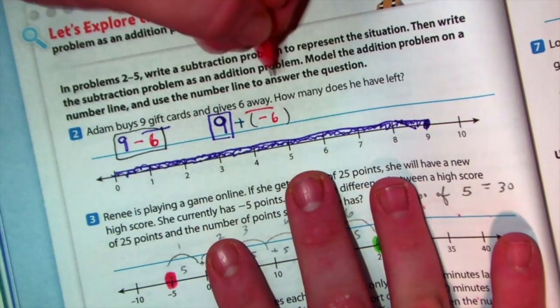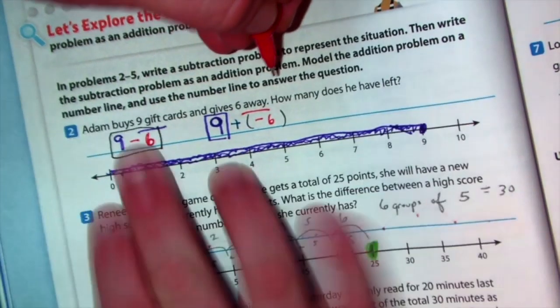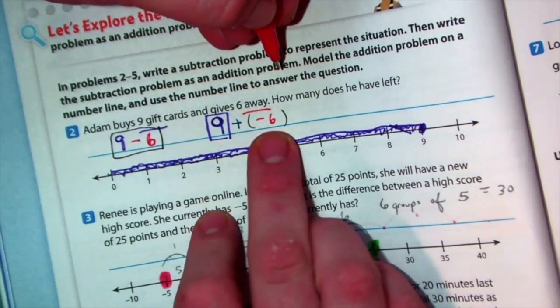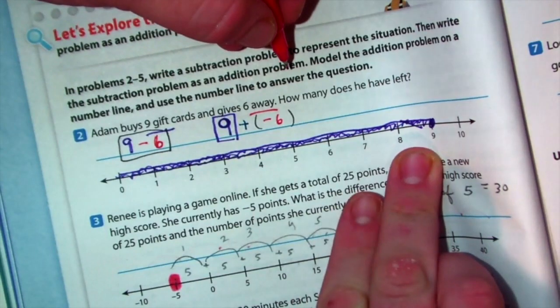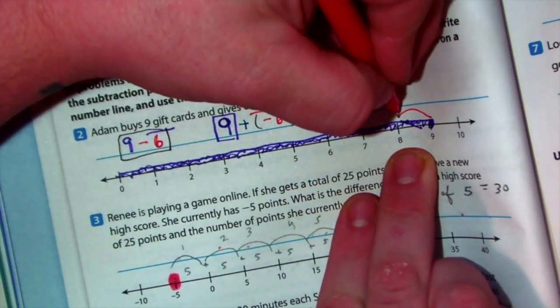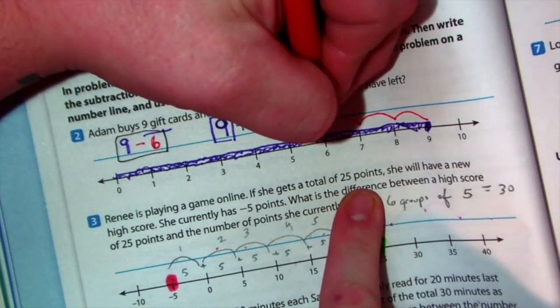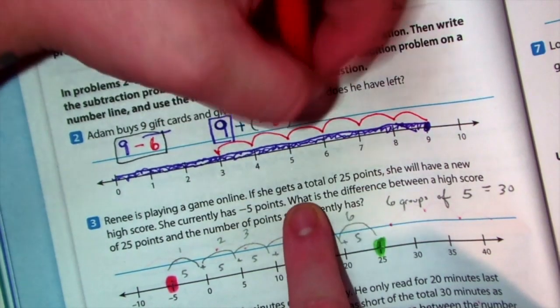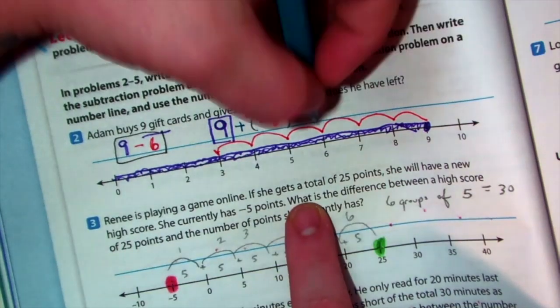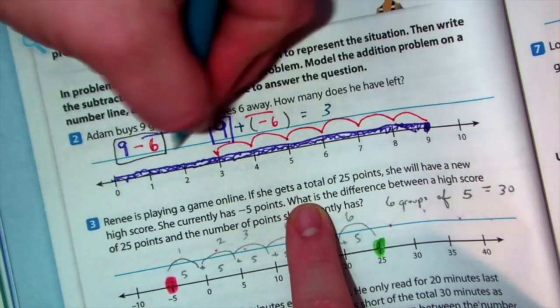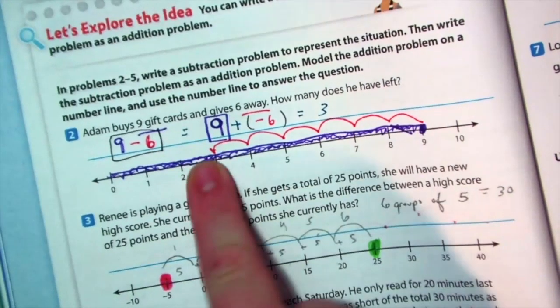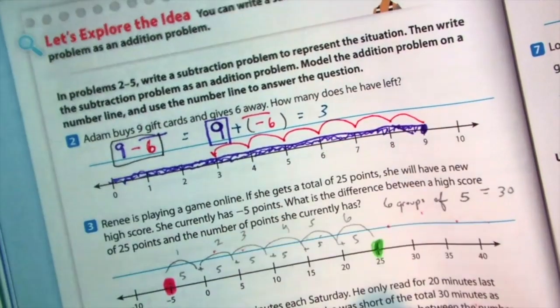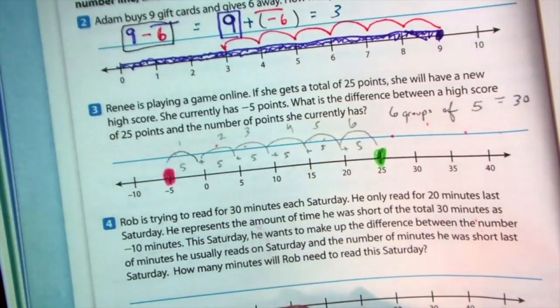And then I need to take away 6 things, or I need to move to the left of this point 6 spaces. So 1, 2, 3, 4, 5, 6. Which means our answer is 3. And these are all equal to one another. Now we did number 2 in class.